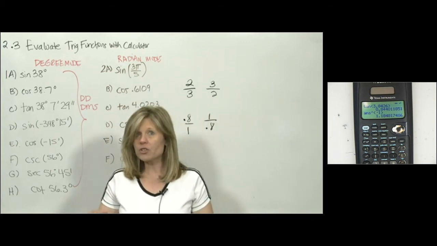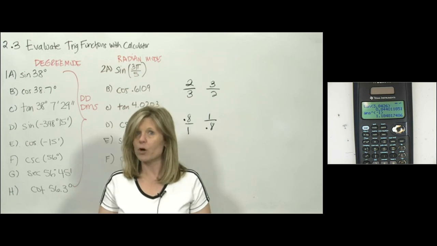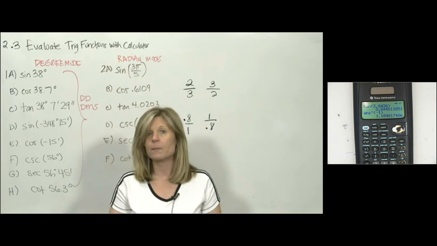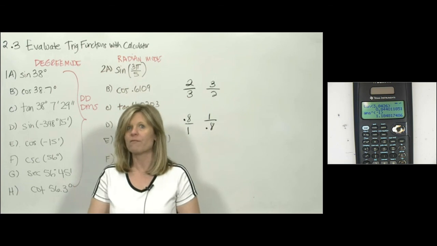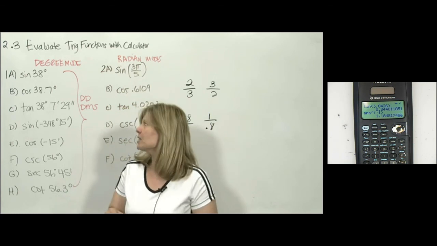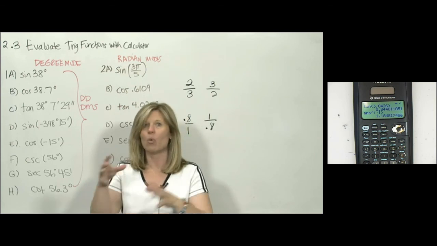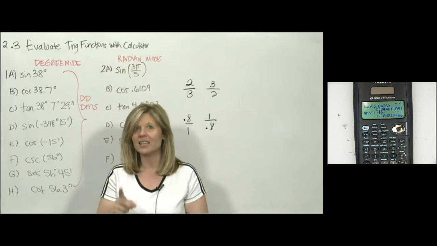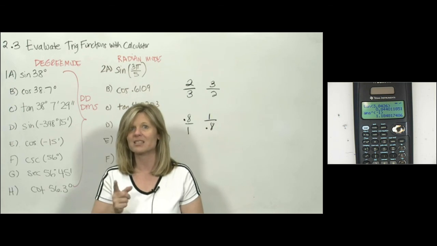So, the moral of the story is, make sure before you start typing, you check your mode. In our next video, we're going to find out what happens if I don't give you the angle. What happens if I give you the decimal number and I want the angle? Well, believe it or not, the calculator can work backwards. I'll see you in the next video.